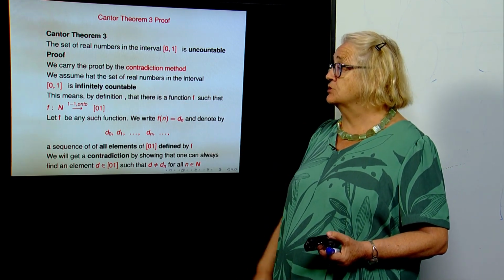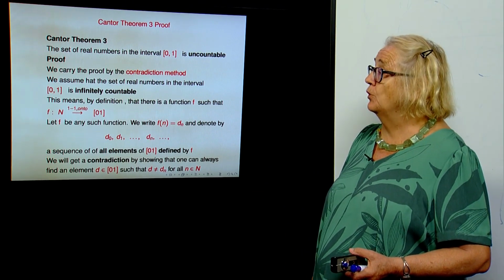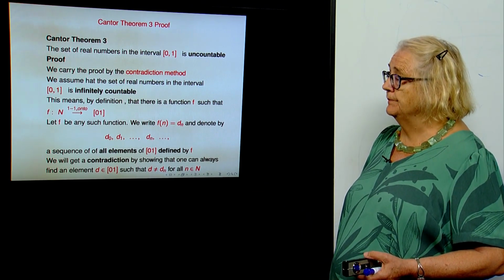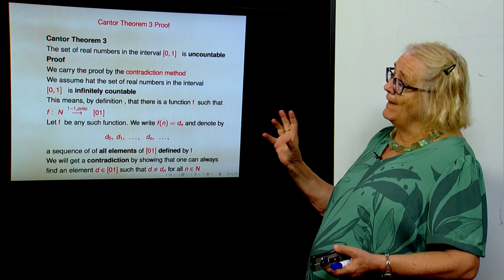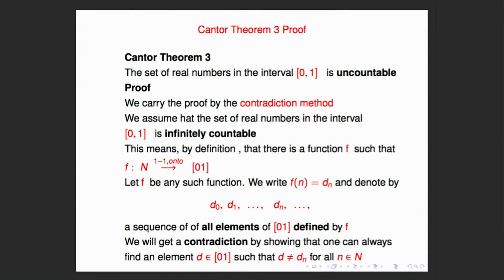So assume that 0, 1 is countably infinite. It means we can put all elements of the interval 0, 1 into a one-to-one function. So let's say that d1, d2, ..., dn, ... are all the elements, all the real numbers in the interval 0, 1.